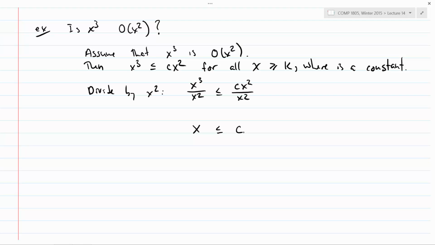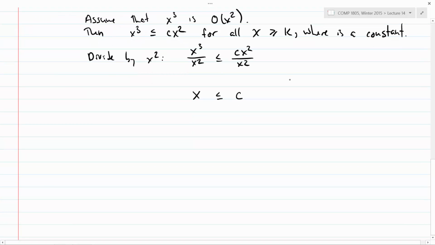Okay, I think you're on the right track, yeah. No function can be less than or equal, well, x, which grows in a straight line forever, can never be less than or equal to any constant as it grows on forever. Right, so let's look at what's happening graphically.